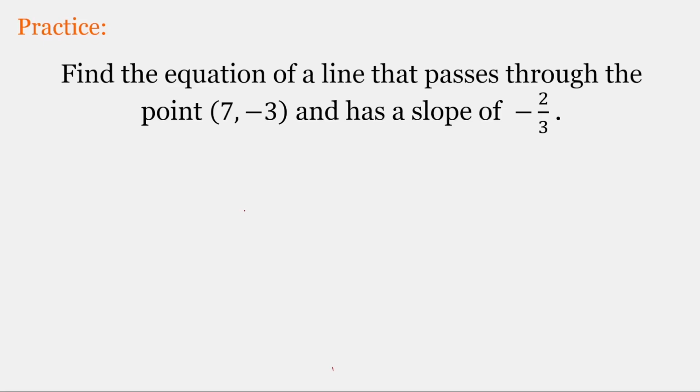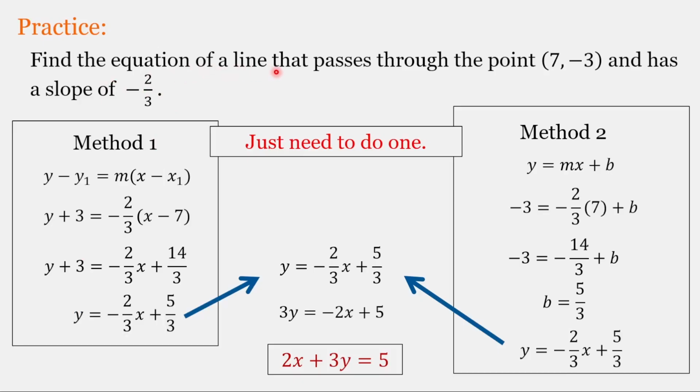A great way to learn is practice on your own. We will discuss in a bit, but go ahead and pause your screen and do this problem. Okay, so we're asked to find the equation of a line that passes through the point 7, negative 3, and has the slope of negative 2/3.